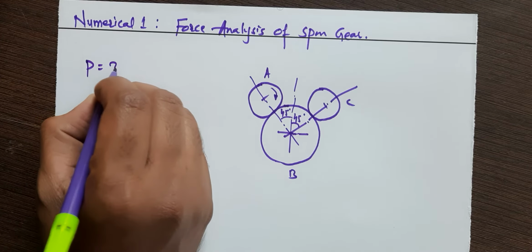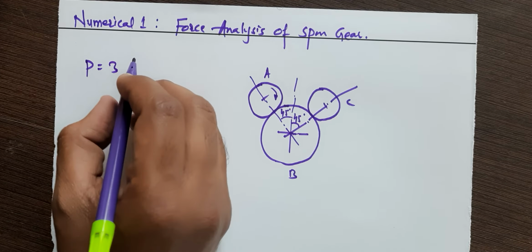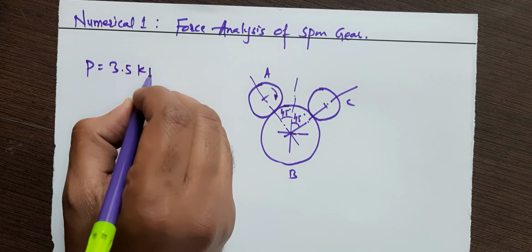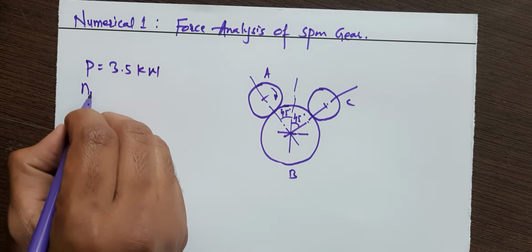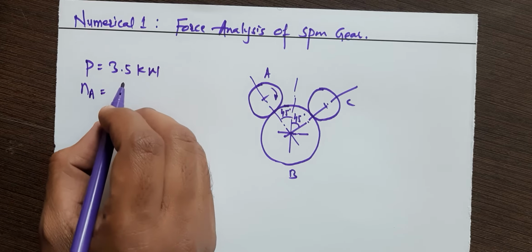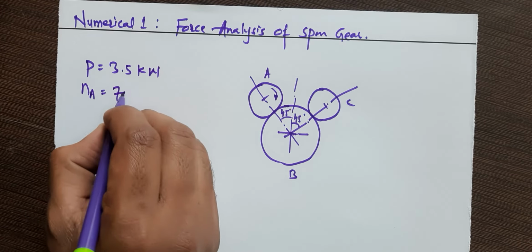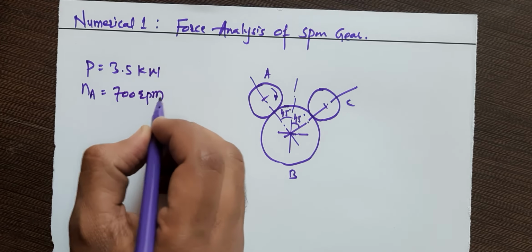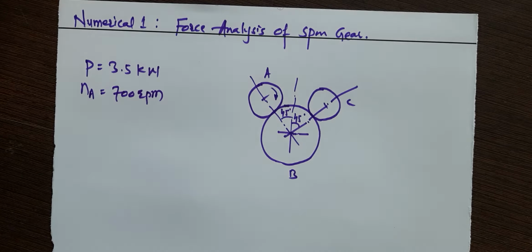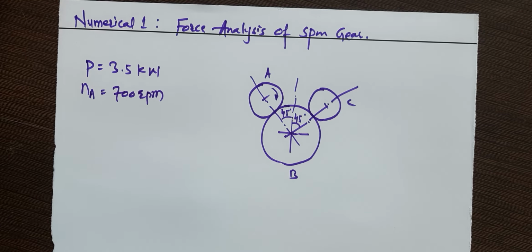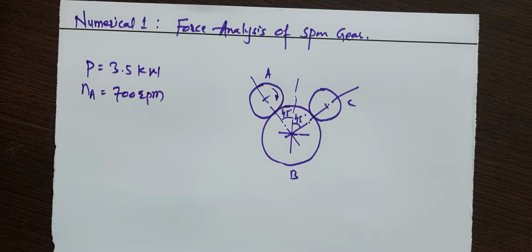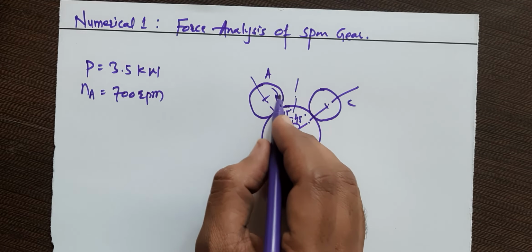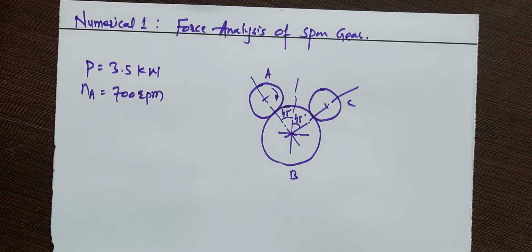Here power is given as 3.5 kilowatt and speed of gear A is 700 rpm. Speed of gear is given and power is given, through its shaft, and it rotates in clockwise direction. Okay, so you can see here the direction is shown. The gear is rotating in clockwise direction.